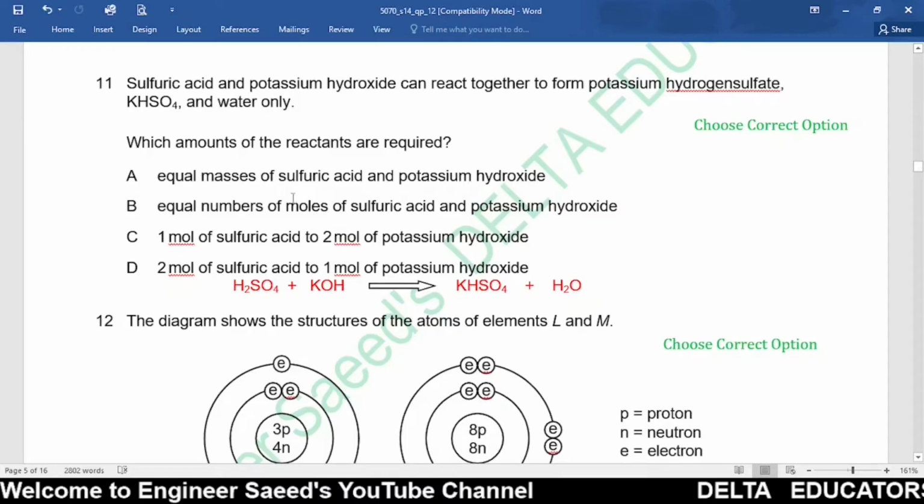Option A, equal masses of sulfuric acid and potassium hydroxide. The molecular masses of sulfuric acid and potassium hydroxide are different, so the masses will not be the same. So A is incorrect. Option B, equal numbers of moles of sulfuric acid and potassium hydroxide. Yes, this option is correct. Here 1 mole of sulfuric acid reacts with 1 mole of potassium hydroxide, so the number of moles of sulfuric acid and potassium hydroxide are equal. So option B is the correct option.